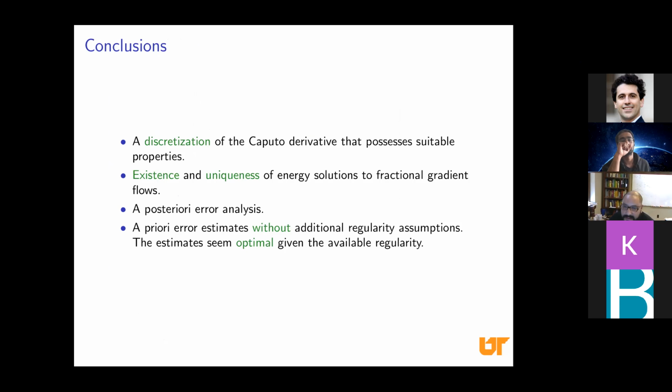I gave you a discretization of the Caputo derivative over any time grid that has suitable properties. With it, I was able to show existence and uniqueness of energy solutions to fractional gradient flows. For this discretization, I gave an a posteriori error analysis, so I constructed a quantity that is computable, that controls the error. I gave an a priori error estimate that doesn't assume anything on the solution other than what is natural. And this estimate seems optimal given the regularity that we know of the solution to this problem.